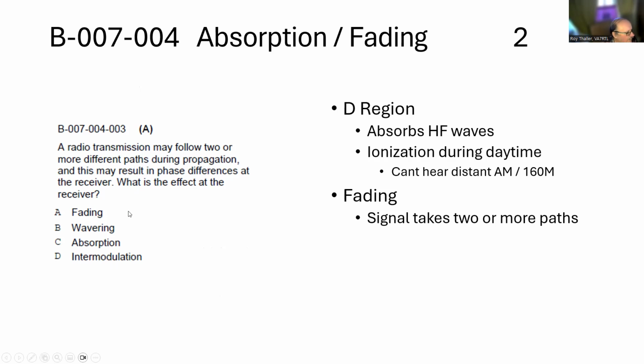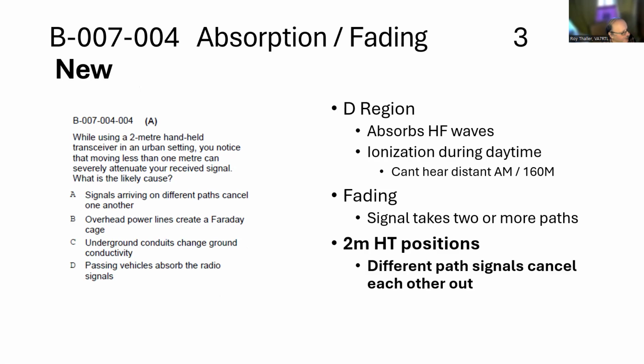Here's a new question. When using a 2-meter handheld transceiver in an urban setting, you notice that moving less than 1 meter can severely attenuate your received signal. What is the likely cause? And so this is again related to different paths. So A is the correct answer. Signals arriving on different paths cancel one another out. That's why it's best to move your handheld around if they say they can't hear you or if you're unclear.